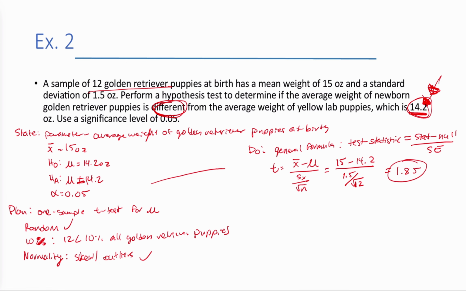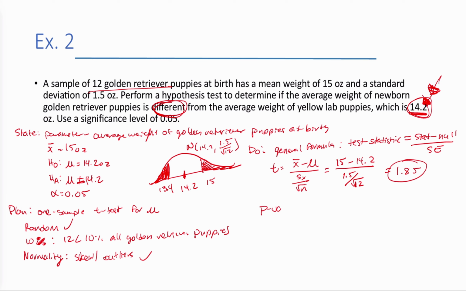We should also sketch our curve. So if the mean is 14.2, we got 15. We want to see if it's at least 15 or the same difference in the other direction. This was plus 0.8, so 14.2 minus 0.8 would be 13.4. And this was a normal distribution with a mean of 14.2 and a standard deviation of 1.5 over the square root of 12.